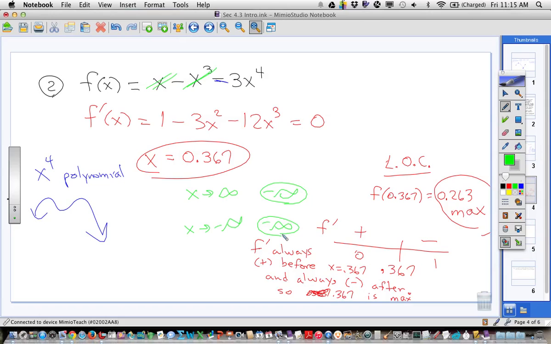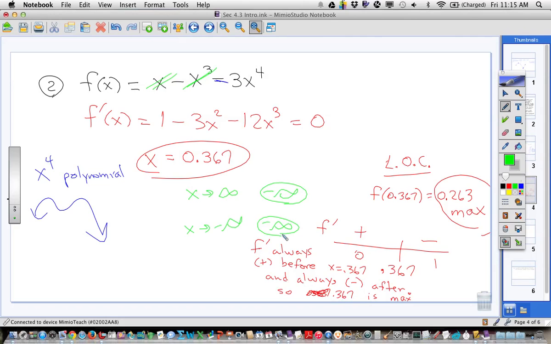So you could have the red as your justification. You could have the yellow as your justification. You'd have to have more with the blue here, but you could say, hey, it's an x to the fourth polynomial with a negative leading coefficient, so it goes down, no minimum. Our candidate is a maximum. Okay? Somehow you have to justify that min or max.